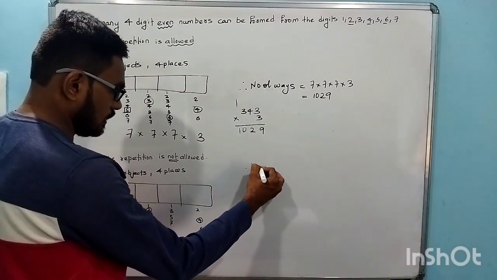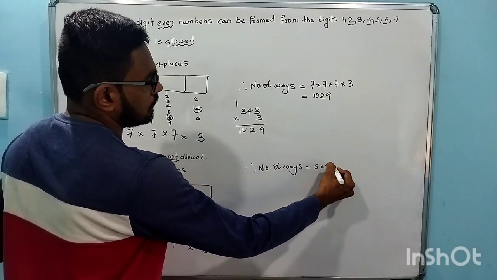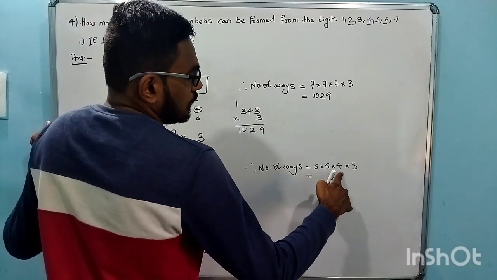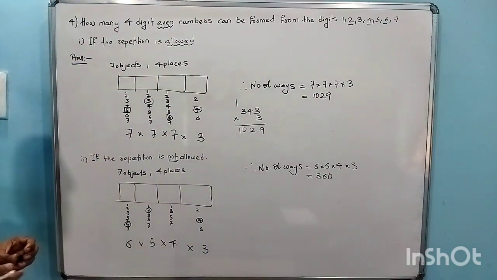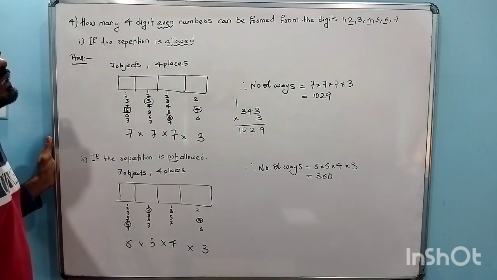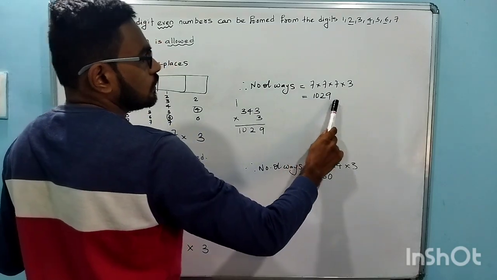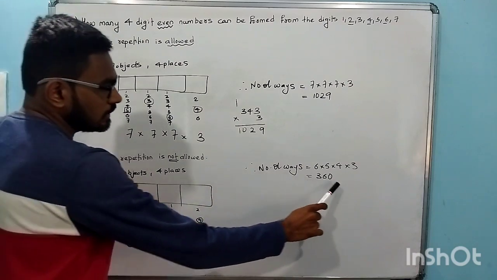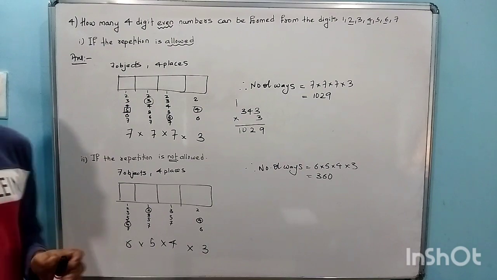So number of ways is equal to 6 into 5 into 4 into 3. So 30, 120 into 3. So 360. The number of ways is 360. Therefore, the number of 4-digit even numbers that can be formed from these digits is 1029 if the digits are allowed to be repeated, and it is 360 if the digits are not allowed to be repeated.